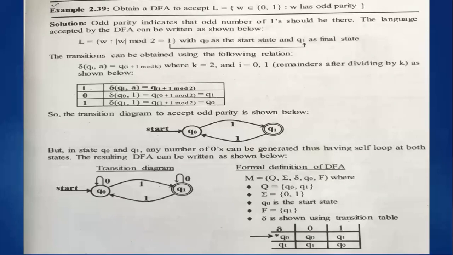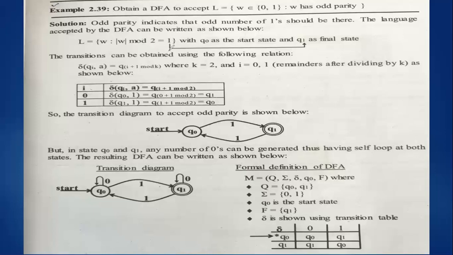So the language L will be equal to W, where the length of W mod 2. We can also write it as the number of ones inside W, but they are just mentioning length of W mod 2, because we are checking whether it is odd or even. So we utilize 2, and mod 2 should be equal to 1. If you have an odd number of ones, you get remainder 1. If you have an even number of ones, you get 0 as the remainder.